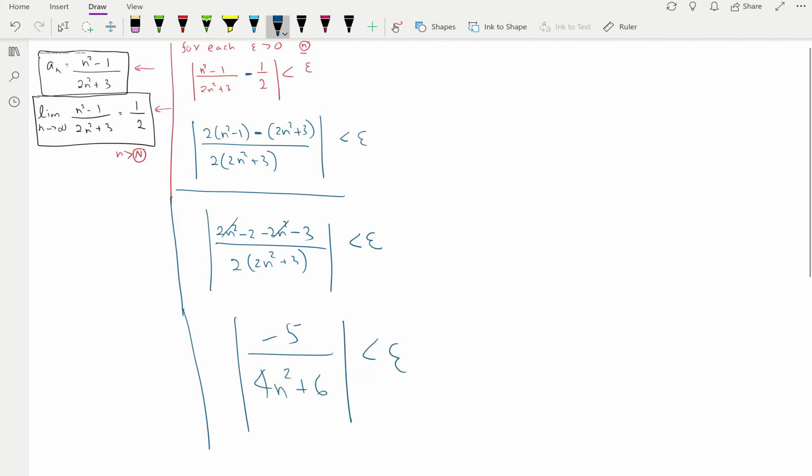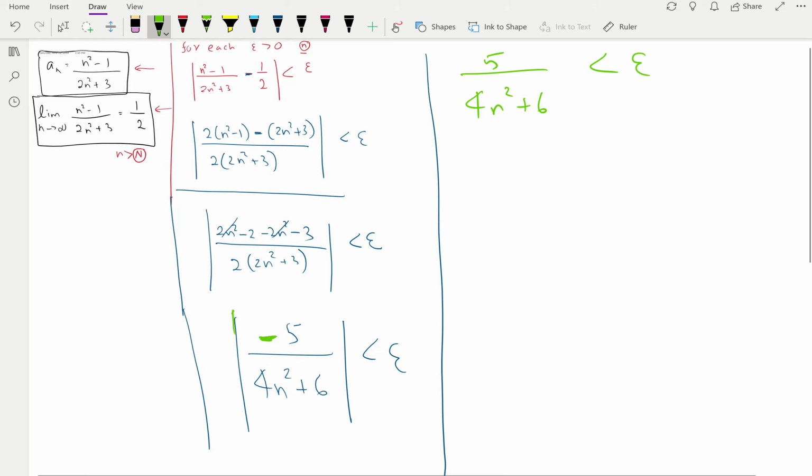Now the purpose of the absolute value is to get rid of the negative. Since we are only considering positive values, we can consider 5 over 4n square plus 6. Because we take the absolute value of negative 5 over 4n square plus 6, that negative doesn't matter.